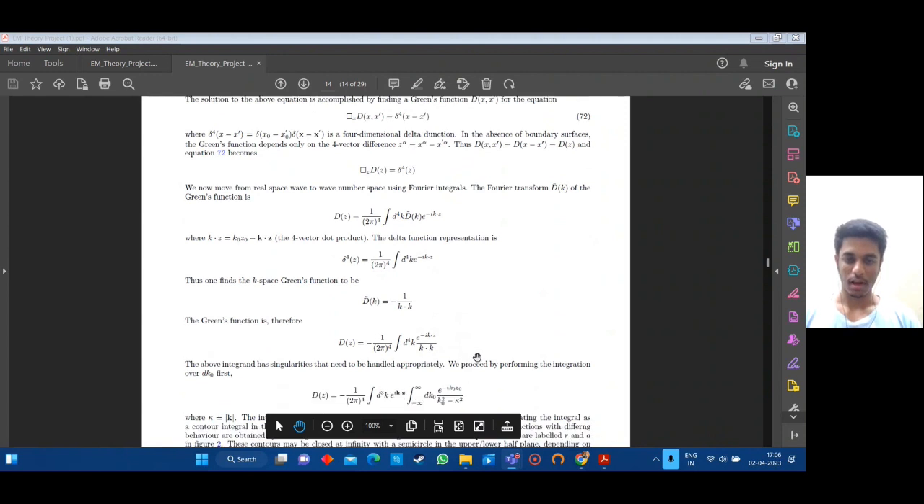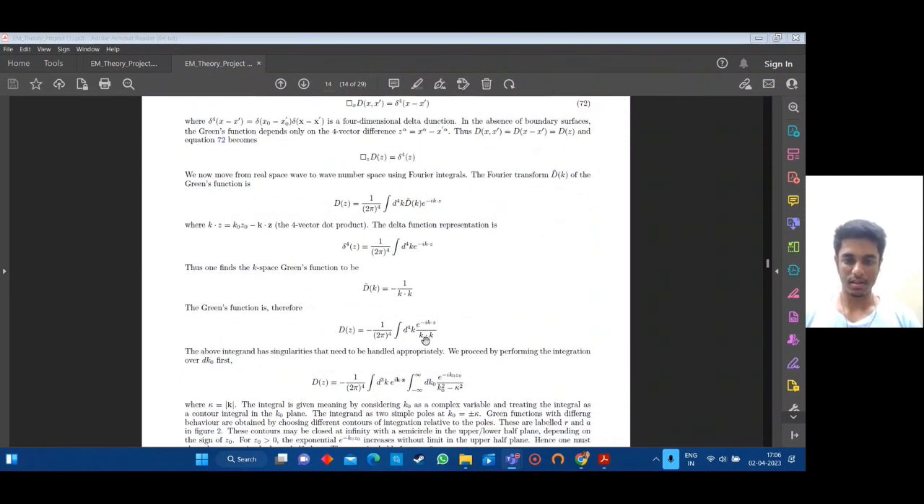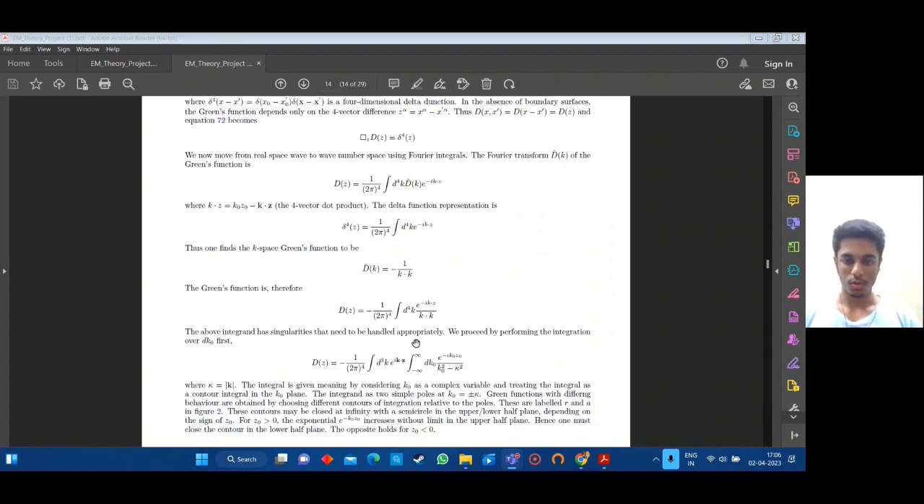And now we have to substitute this back in the expression for D(z), and we need to evaluate this integral over d4k. Now, this integral has to be handled carefully because in this k dot k, the denominator has singularities, which should be taken care of. So we first split this into the integral over dk naught and over the 3-vector k. When we write it in this form, this denominator is essentially k naught squared minus kappa squared, where kappa is the magnitude of the 3-vector k. And this integral has singularities at k naught equal to kappa and minus kappa.